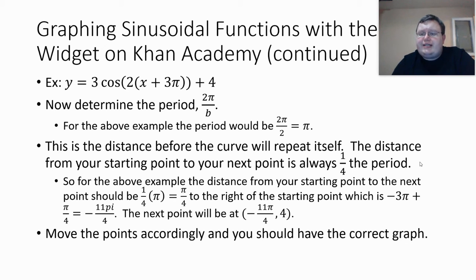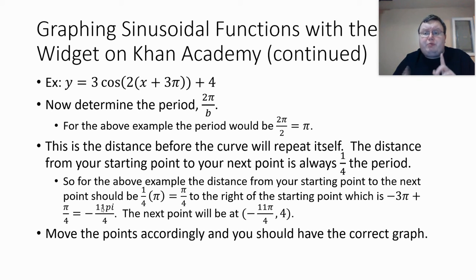You've got 2 consecutive points. That means a maximum and a minimum and a midline point in either order. The order will change depending on whether you're talking about sine or cosine. But in either order, it's 1/4 of the distance. So if the period is pi, 1/4 of that distance would be pi over 4. So I need to take my starting point of negative 3 pi and add pi over 4, and I get negative 11 pi over 4.